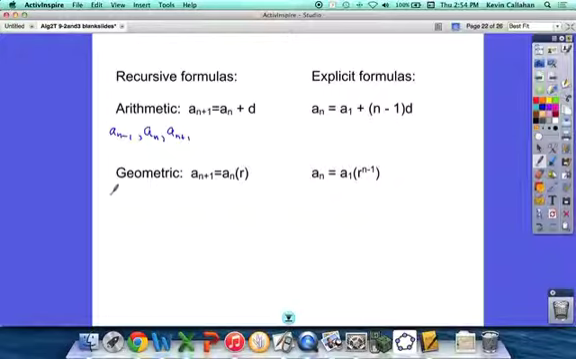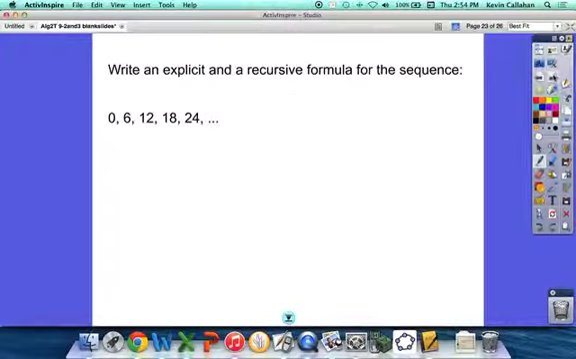So I got one more example, then we're done. And there's some homework like this too. That's why I'm putting it in there.